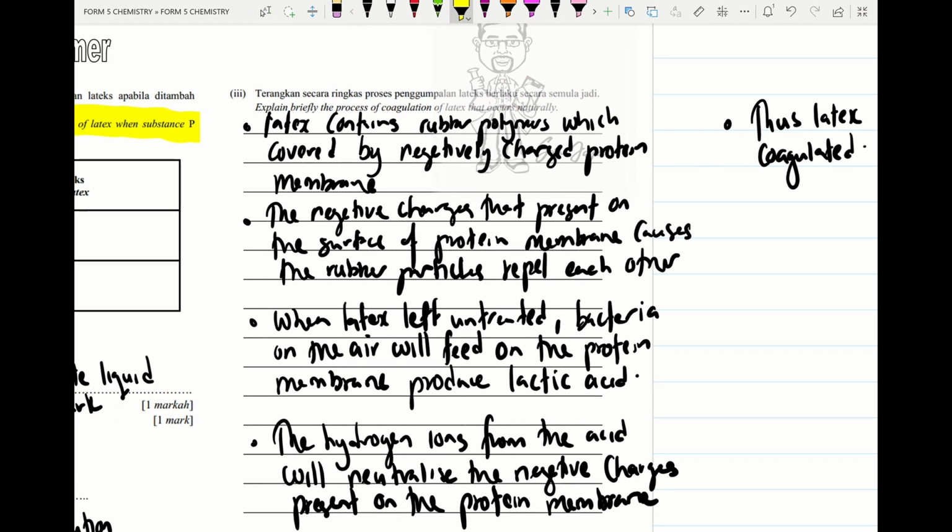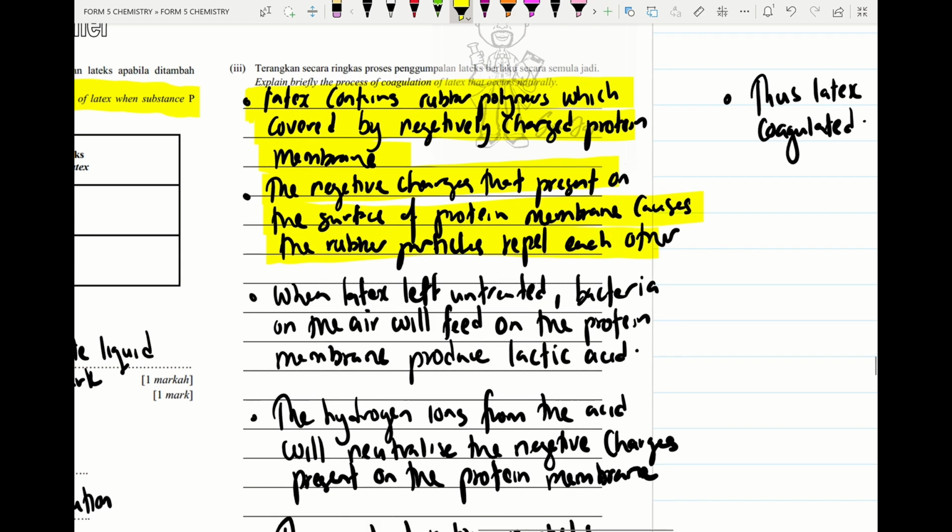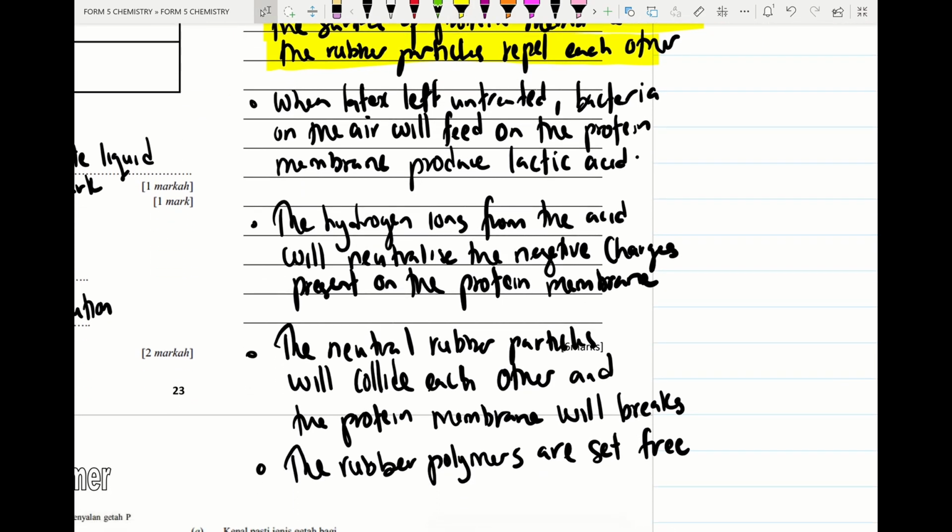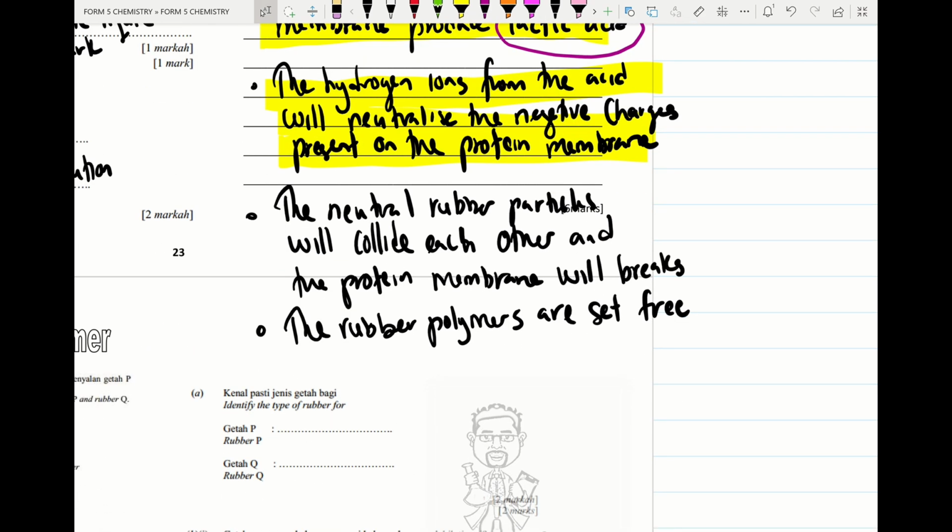So I'll try to read the answer again. Latex contains rubber polymers which are covered by a negatively charged protein membrane. The negative charges present on the surface of the protein membrane cause the rubber particles to repel each other all the time. So when latex is left untreated, when we didn't add methanoic acid, the bacteria in the air will feed on the protein membrane and produce what acid? Produce lactic acid. So the hydrogen ion from the lactic acid will neutralize the negative charges present on the surface of the protein membrane. The neutral rubber particles will collide with each other.